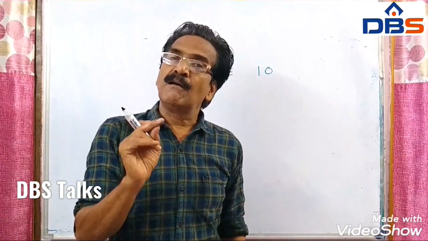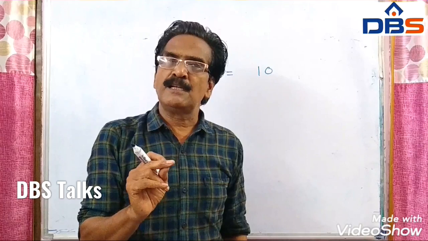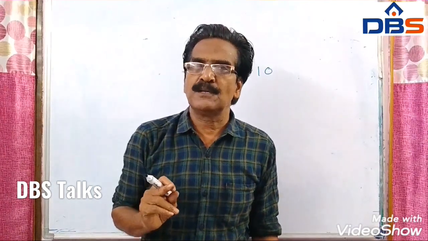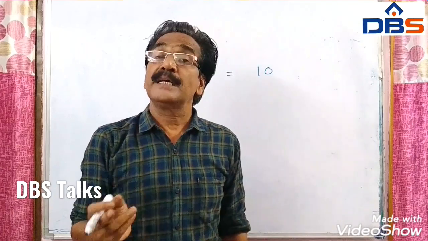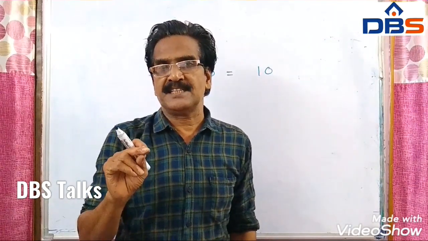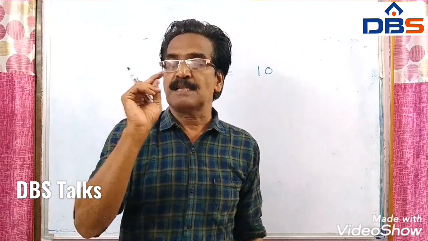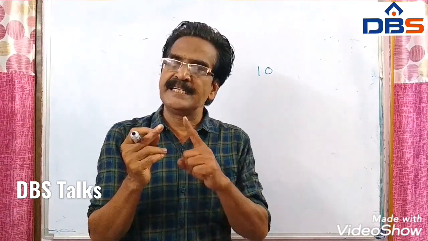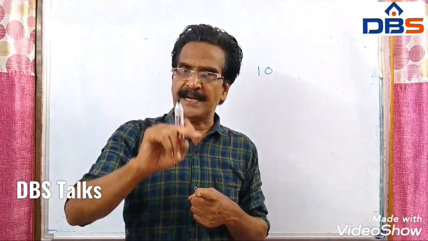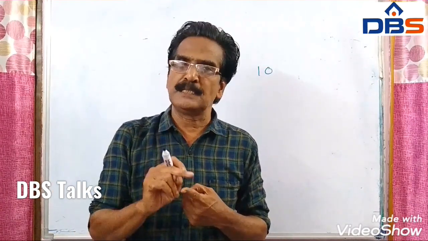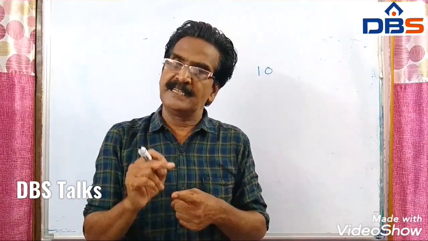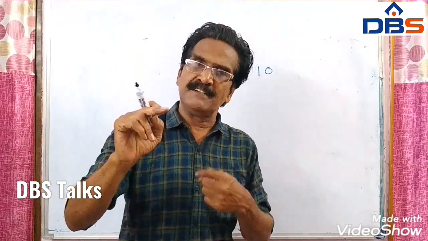If all the values are multiplied by 5, then what is the standard deviation of the new data? If the data is multiplied, then the standard deviation is also multiplied. If the values are divided, then the standard deviation is also divided.